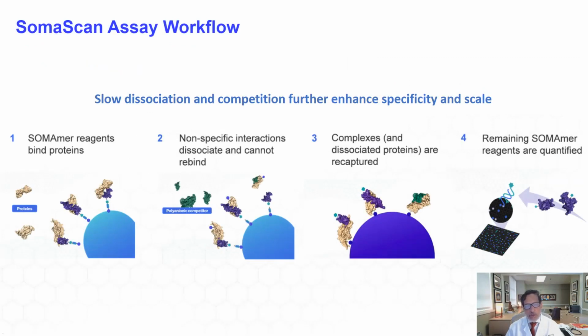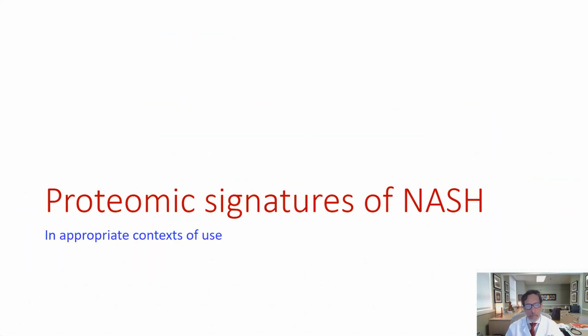The workflow is as follows. You have the substrate, you put the reagents on top of it, and it binds to the proteins. Non-specific interactions can be dissociated and cannot rebind, and you use polyanionic competitors to get all this non-specific binding off. So whatever is left on your target is actually a specific protein. These complexes and dissociated proteins are recaptured, and the remaining reagents are then quantified on a chip. This then provides us proteomic signatures of the tissue or whatever we are interrogating.